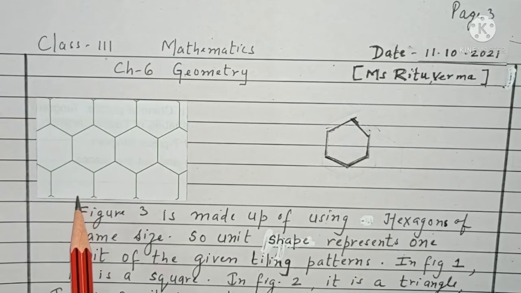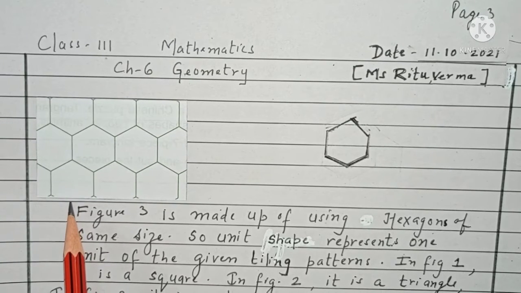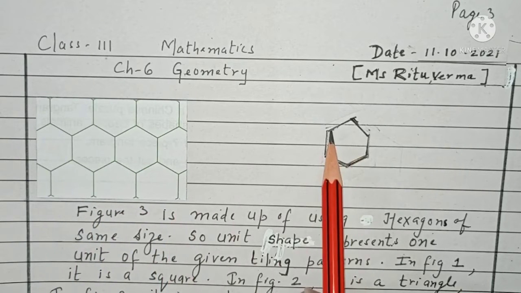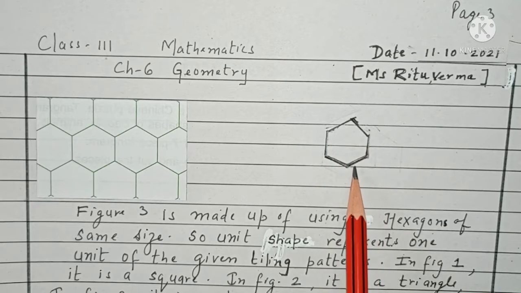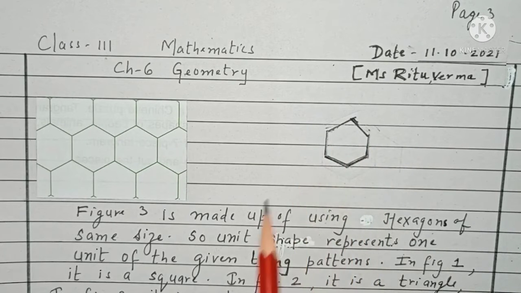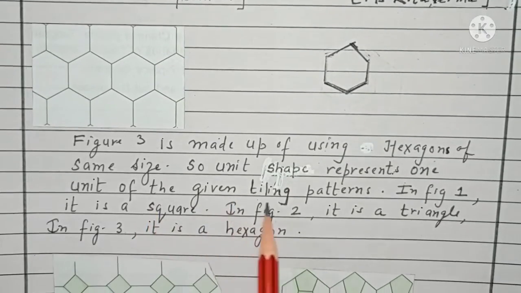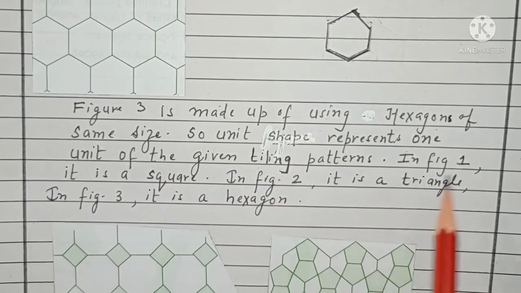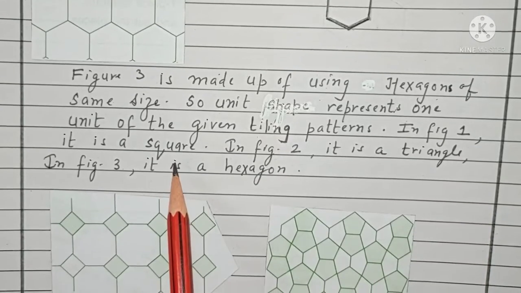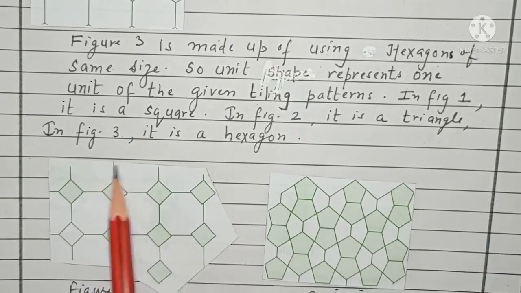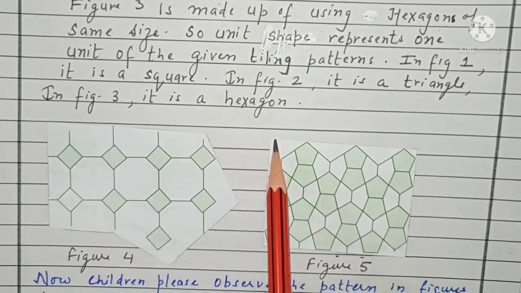Now carefully observe figure 3. This figure 3 is made up of hexagons of the same size. Hexagon 1, 2, 3, 4, 5 and 6. So the unit shape represents one unit of the given tiling patterns. As in figure 1, it is a square. In figure 2, it is a triangle. And in figure 3, it is a hexagon.